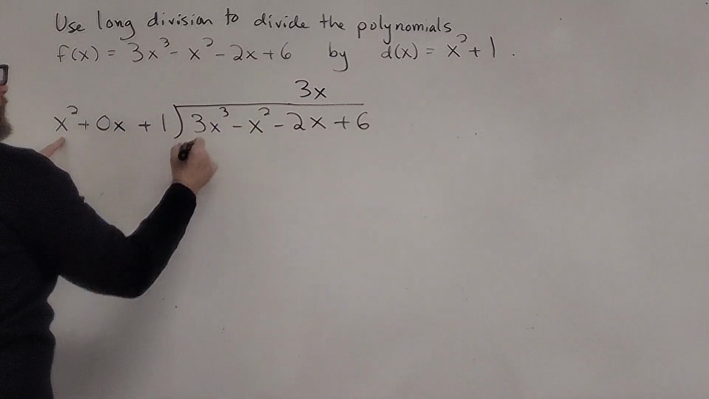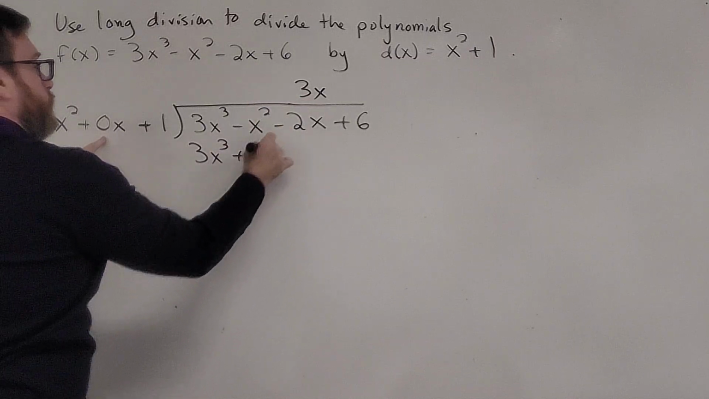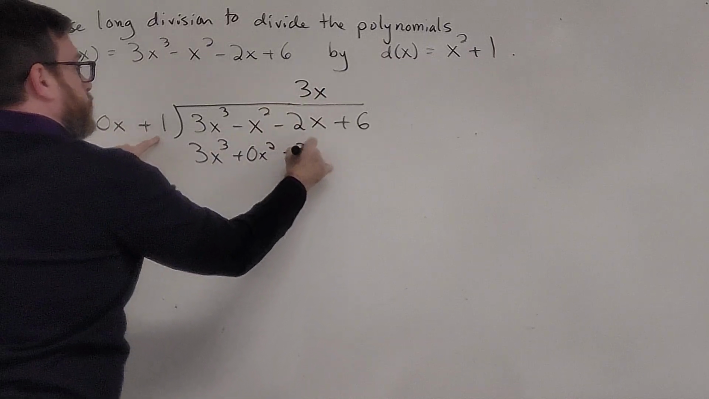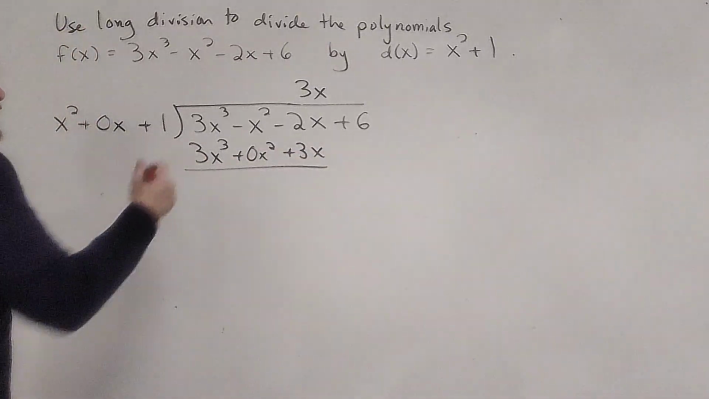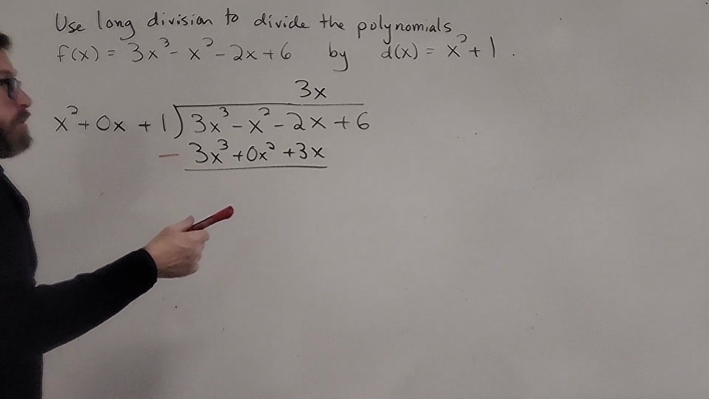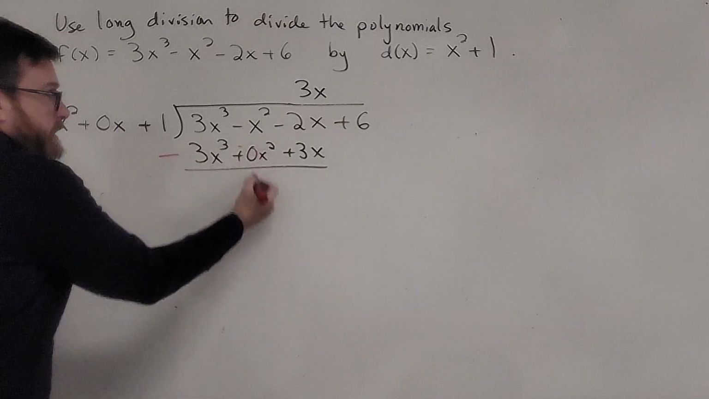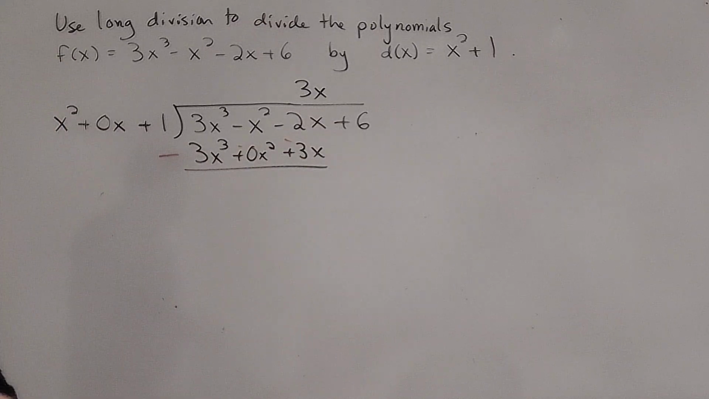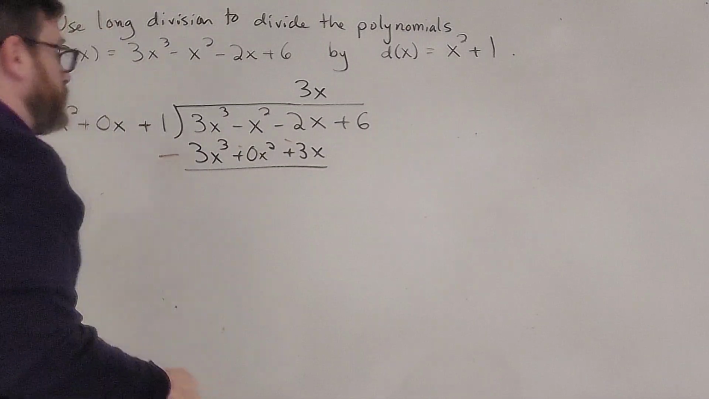So 3x times x squared is 3x cubed, 3x times 0 is going to be 0x squared, 3x times 1 is going to be a 3x. Now remember that we are subtracting here. So when we subtract these things, a lot of times I tell my students to go in there and change all the signs of these things. This is going to become a minus, that's going to become a minus, and that's going to be a minus. And even have like a red pen available to change all these signs tends to be useful.